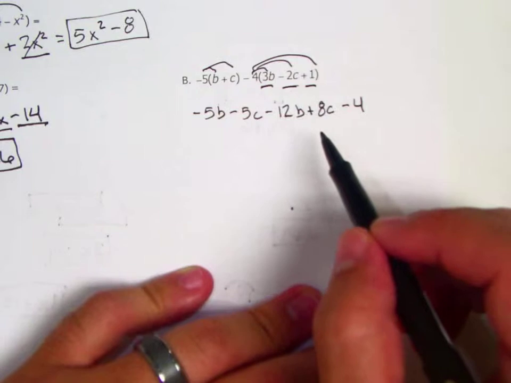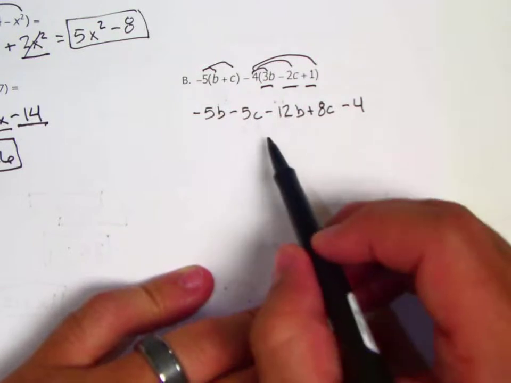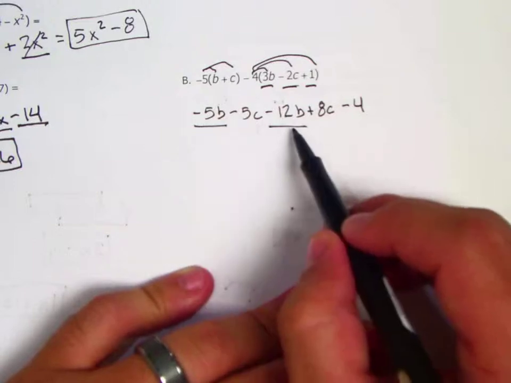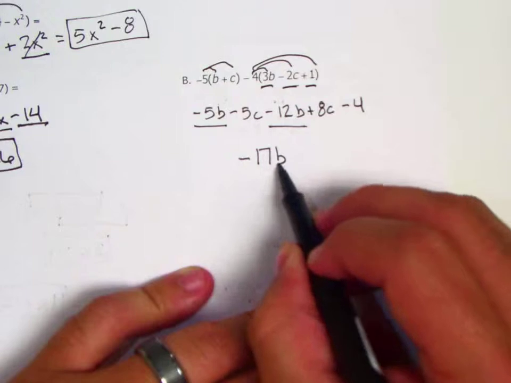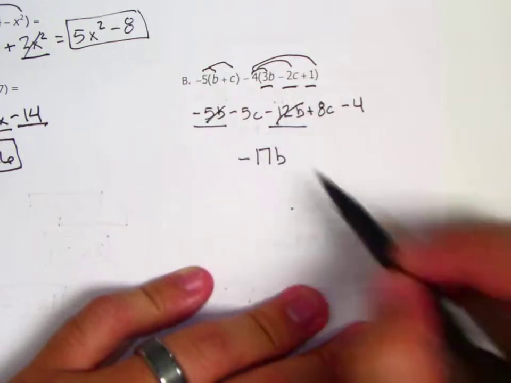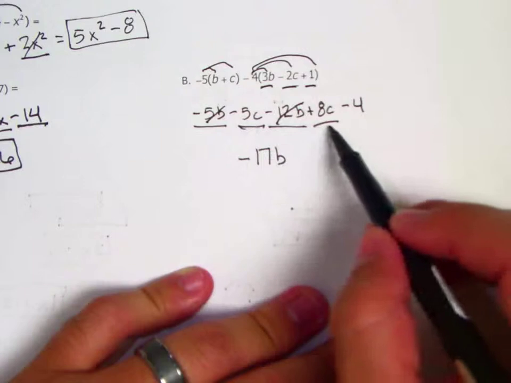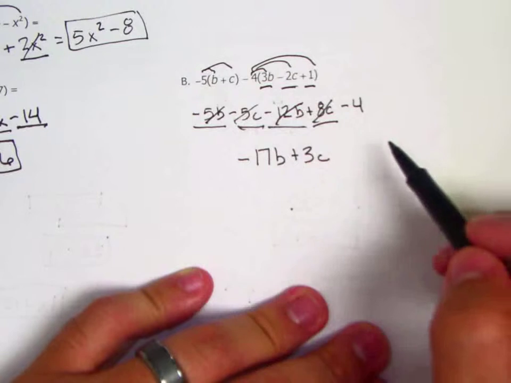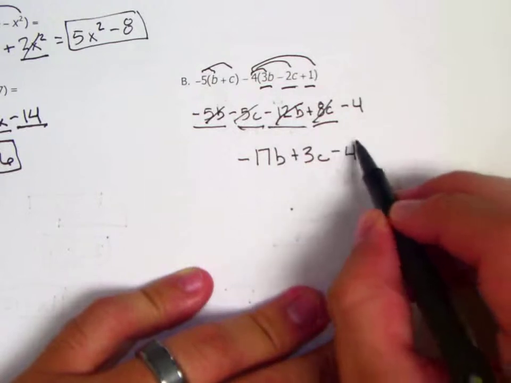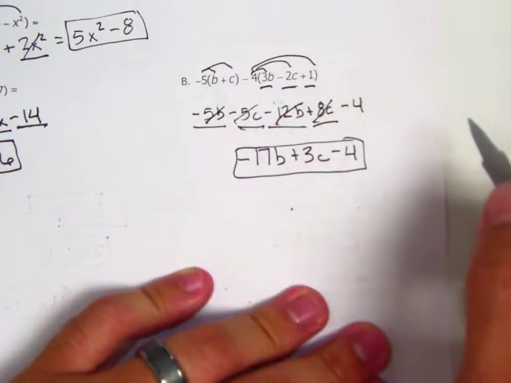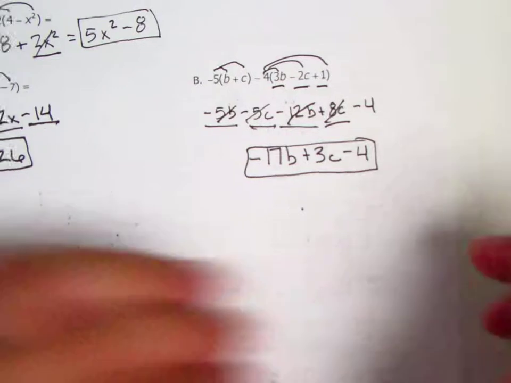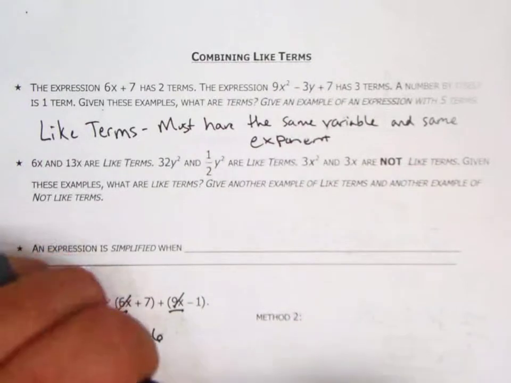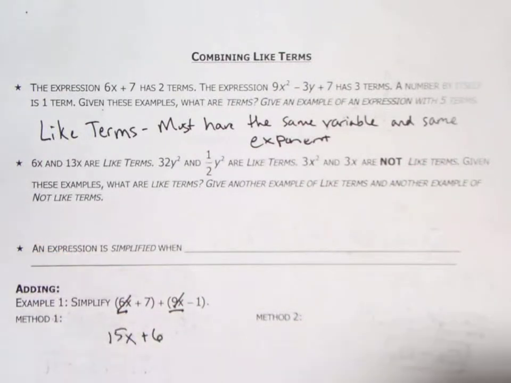So we distributed to all of those. Now we have to combine like terms using our variables first in alphabetical order. So in this case, the b's come first. Negative 5b and negative 12b makes negative 17b. Then we have the c's. Negative 5c and 8c make a positive 3c. And then negative 4. That's it. So that is your notes on combining like terms. We did a little distribution in there too, but that's addition and subtraction and multiplication of like terms.